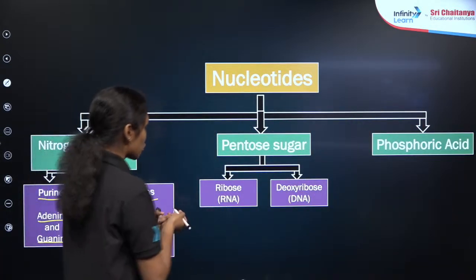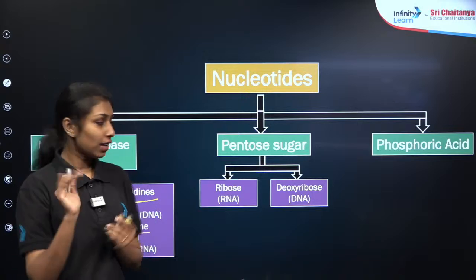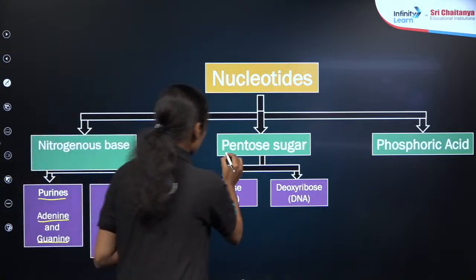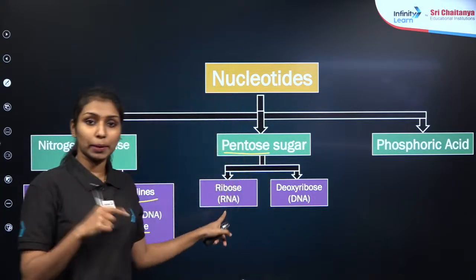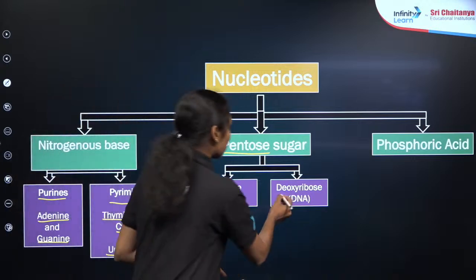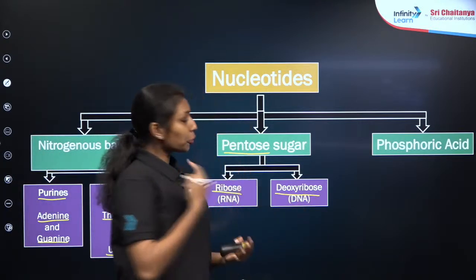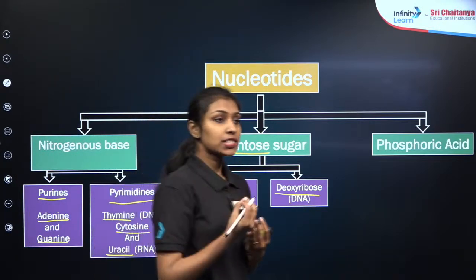Now, in case of pentose sugar, pentose means it contains 5 carbon atoms, so it is a pentose sugar. In the case of RNA, it will be the ribose sugar. In the case of DNA, it will be the deoxyribose sugar. Then, what do you mean by phosphoric acid? What will be the structure of phosphoric acid?